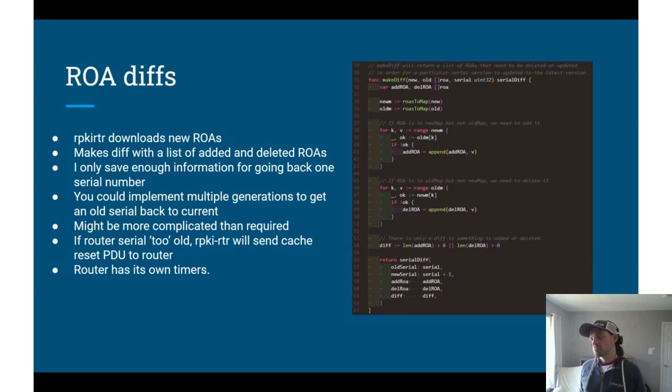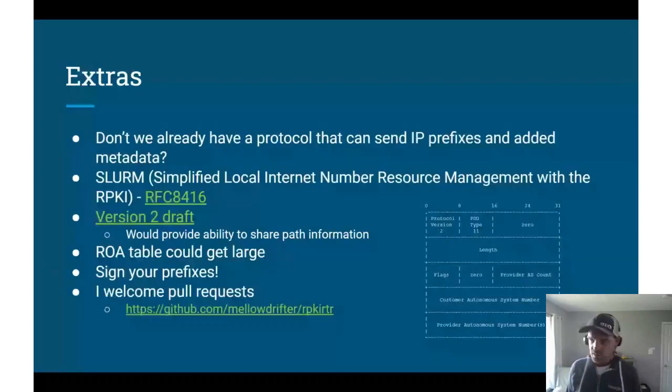And that's pretty much it in a nutshell. There's a couple of extras that I wanted to talk about. So one is, don't we already have a protocol that can send IP prefixes and metadata? Yeah, we do. It's called BGP, right? So technically, I don't know why we didn't use BGP as well to send this data. We could have. There might be some historical context to it.